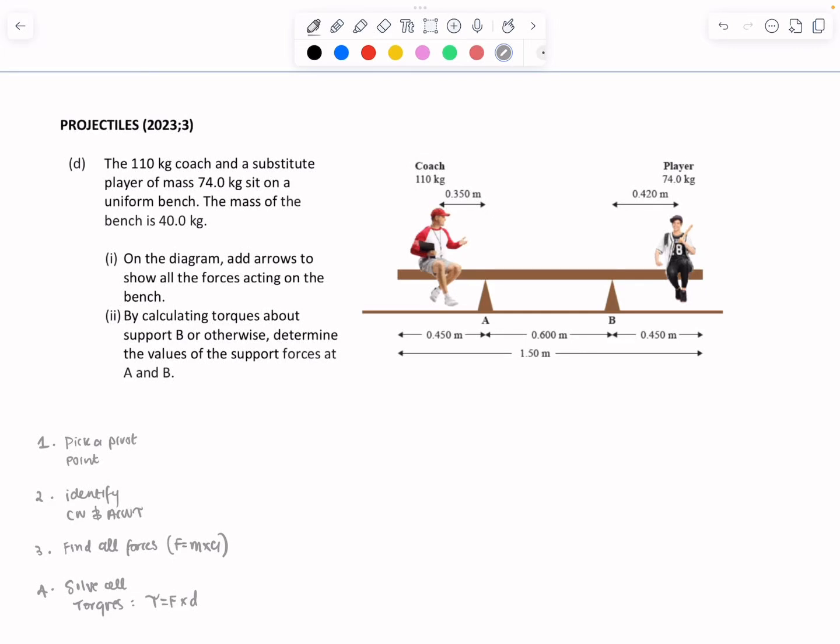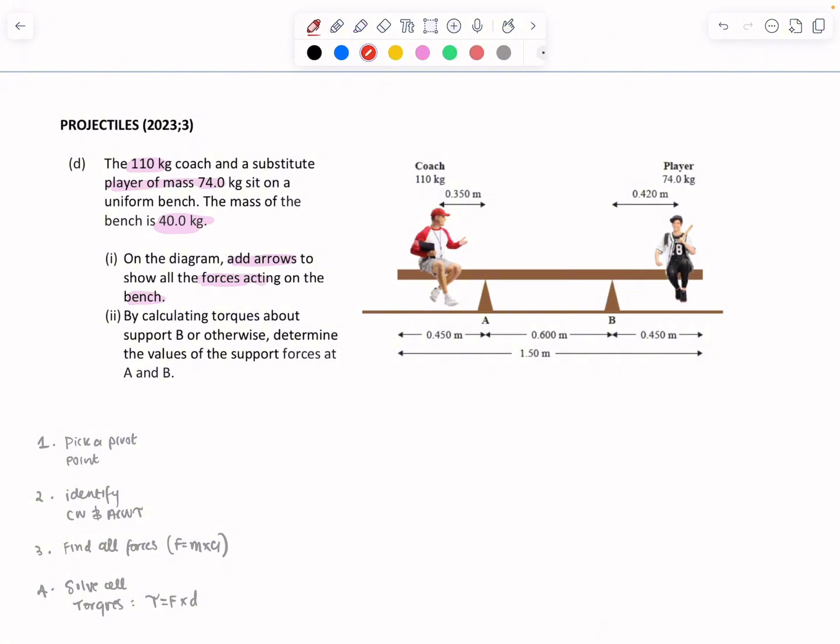All right, let's do this question on torque. The 110 kg coach and a substitute player of a mass of 74 kgs sit on a uniform bench. The mass of the bench is 40 kgs. On the diagram, add arrows to show all the forces acting on the bench. Okay, let's go ahead and do that.